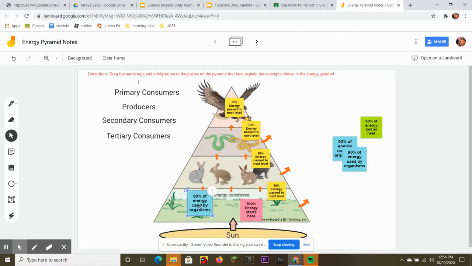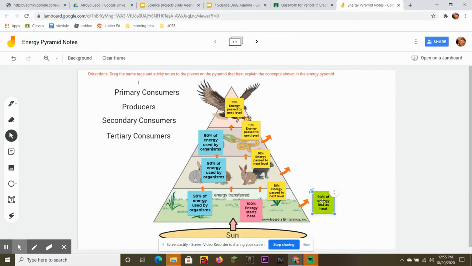So every single organism has 90% of the energy that is used in order to maintain that homeostasis. So the bunnies are using 90% of that energy that is transferred from the grass, from the producers, to maintain their functions, their homeostasis, and they only pass on 10%. And then the snakes that eat the bunnies keep 90% of what they eat, only passing on 10%. And then same with the hawk. So they're keeping 90%. So then everything is also losing heat. So your grass is losing 90% of the energy that it's gained from the sun to heat. So that's being lost at every single step.